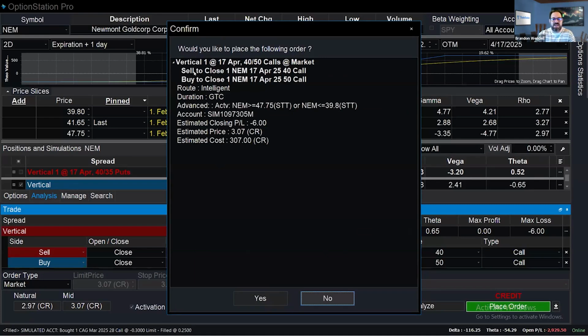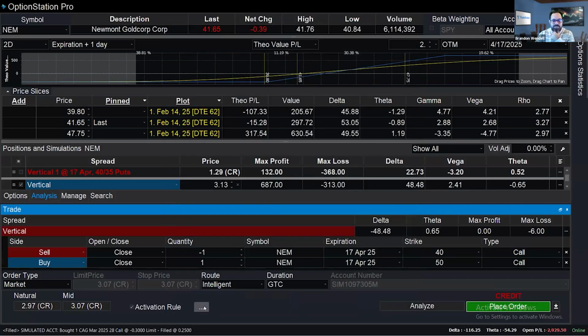It's basically saying, I will sell to close Newmont, the call that I bought. I will buy to close the one that I sold if Newmont gets greater than or equal to 47.75 or less than or equal to 39.80. STT, I should explain that real quick.